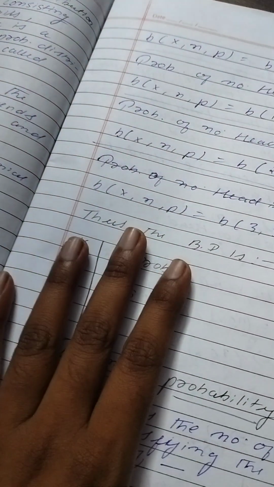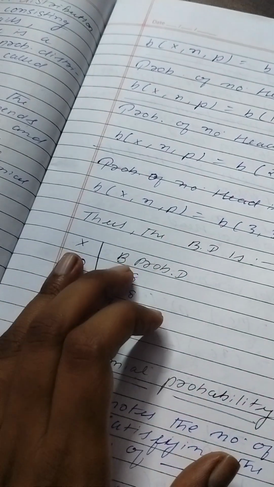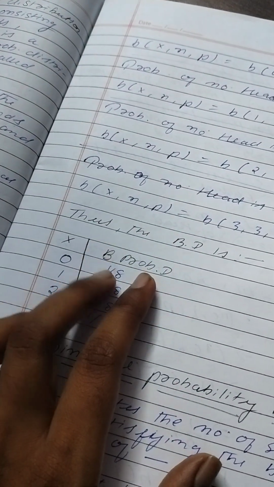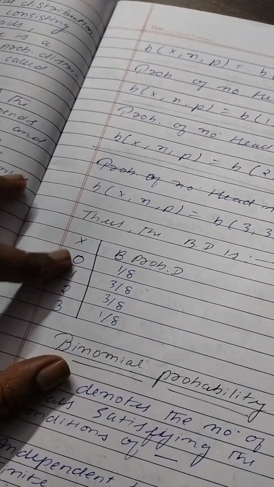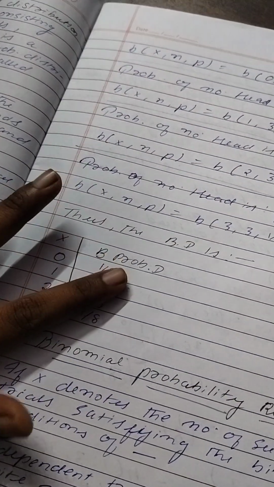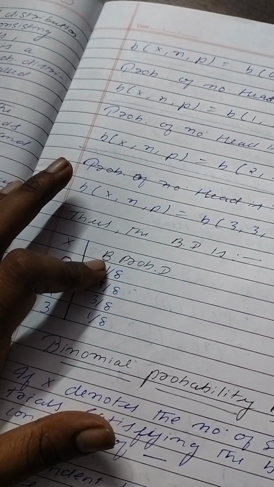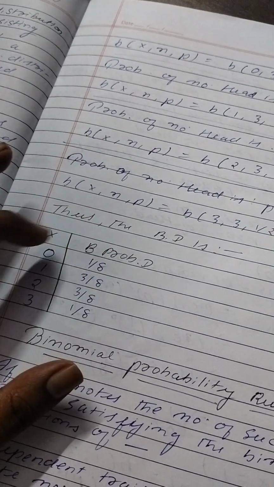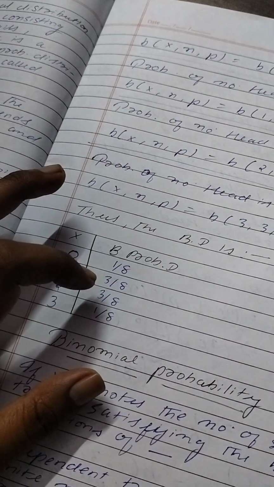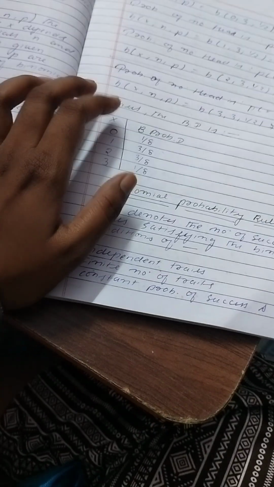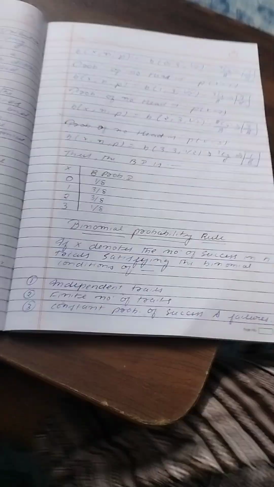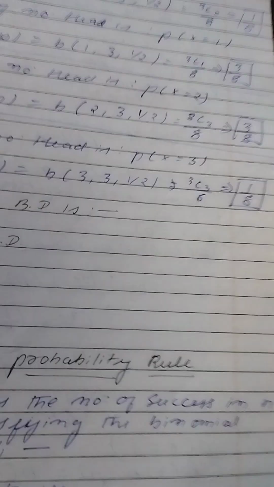Then we have the table of x and the probability. So what is this? This is a probability distribution of x. And what is x? A binomial variable. This is a probability distribution, which is why it is called the binomial distribution of the x variable: 1 by 8, 3 by 8, 3 by 8, 1 by 8. So we get the probability distribution of the x variable, and this is called the binomial distribution.